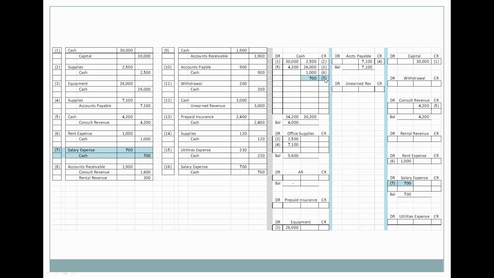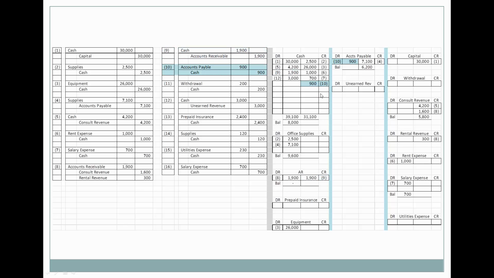Salary expense: cash is going down with the credit, and salary expense is increasing with the debit. Accounts receivable is increasing with the debit, and consulting revenue, both consulting and rental revenue, is increasing with the credit. Cash: we're being paid for our accounts receivable, so our cash is going to increase and our accounts receivable will decrease, and it comes up with a zero balance.